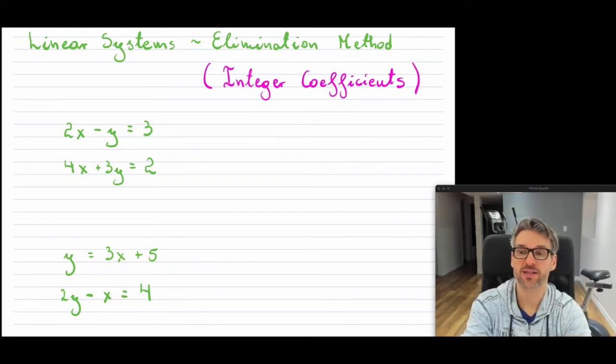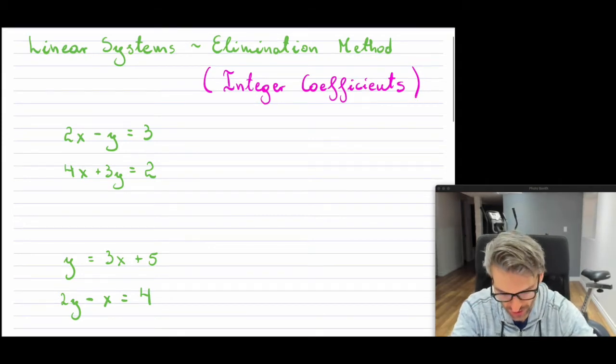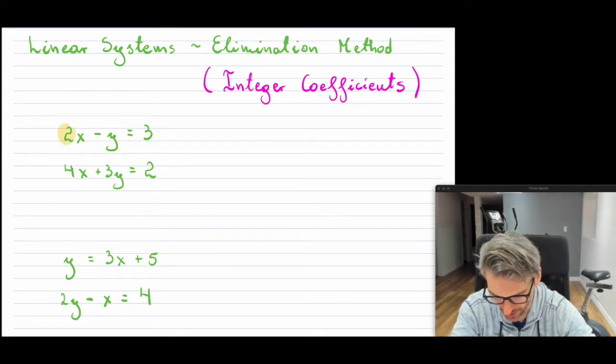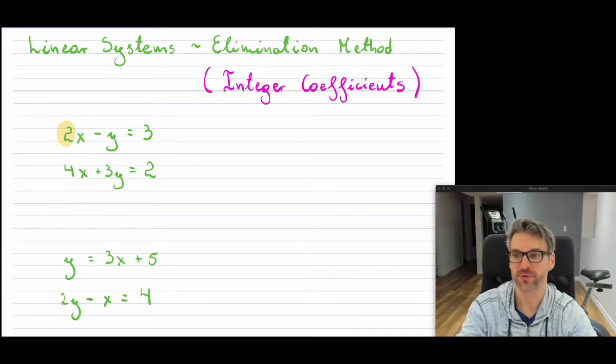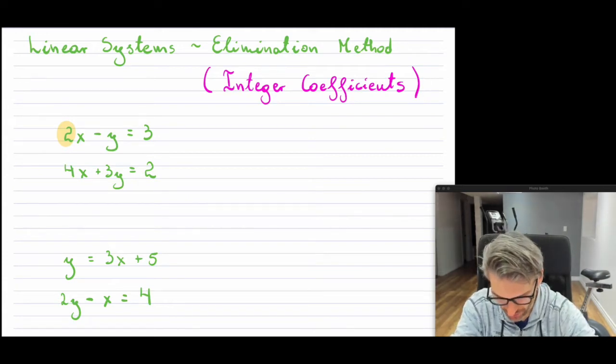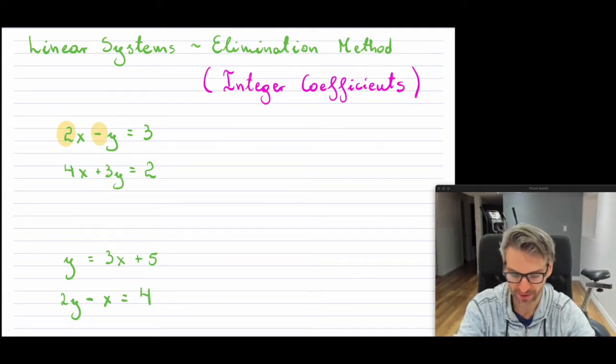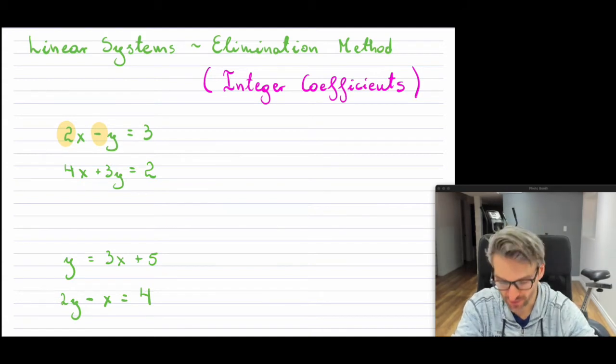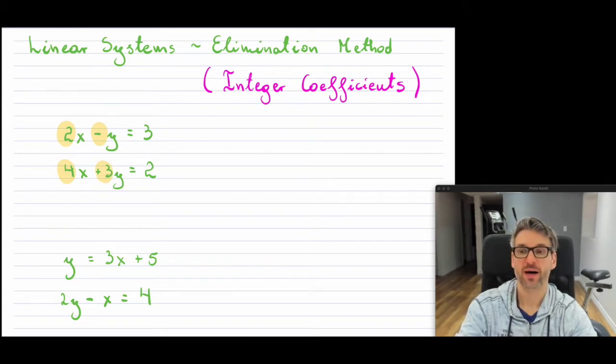Now, with these systems, when we say integer coefficients, what I'm referring to is that the numbers in front of our variables, so for example, this is an integer. So 2 is an integer, and that's the coefficient of x. The coefficient of y here would have been -1. On the other line, you have the coefficient of 4, and then on the y, you have +3. So I'm going to assume that all of these are integer coefficients. It's kind of the easiest case to deal with.